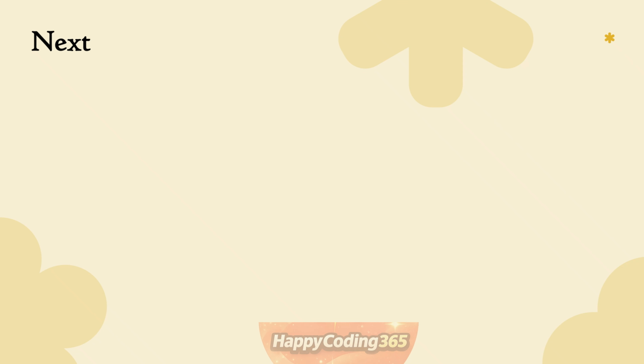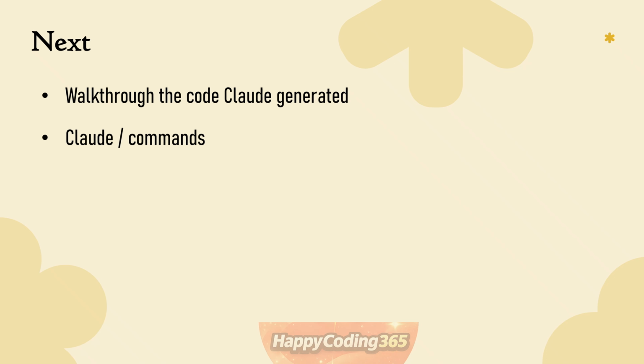Since AlphaVantage API is giving rate limit error, we will have to use some other option. But before we do that, in the next video I am going to quickly walk you through the code that Claude has generated, take a quick look at a few Claude slash commands, and then explain how to use Claude if you have an existing project. Feel free to skip the video if you are not interested in learning these things.